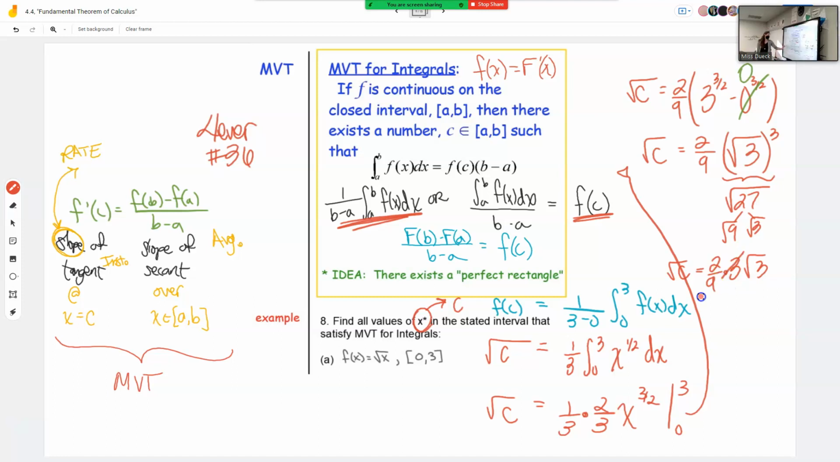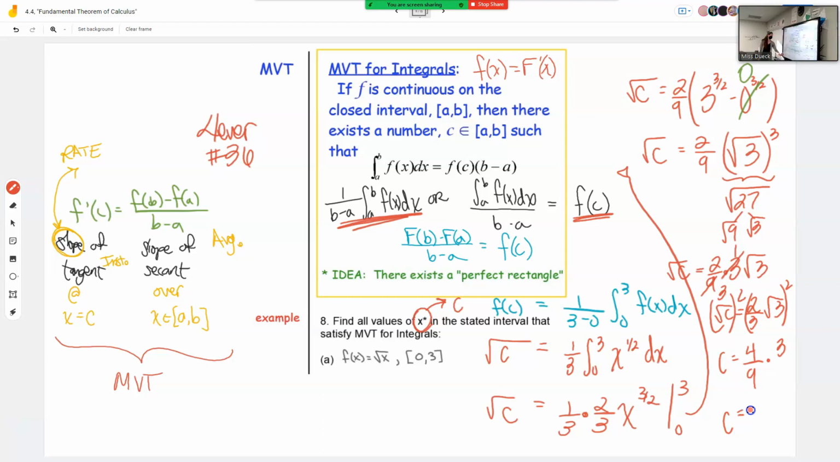And then all I need to do is, well, I would simplify. 3 over 9 is 1 over 3. 2 times 1 is just 2 over 3 root 3. But I still need to get my C. So down here, I just need to square both sides. So C is equal to square the 2, square the 3, and square the square root.